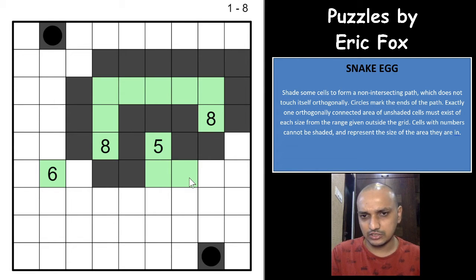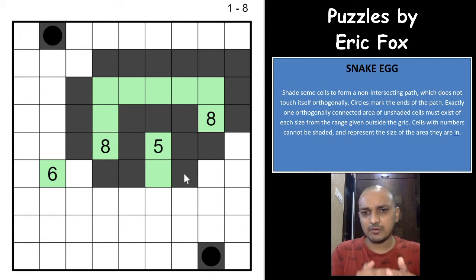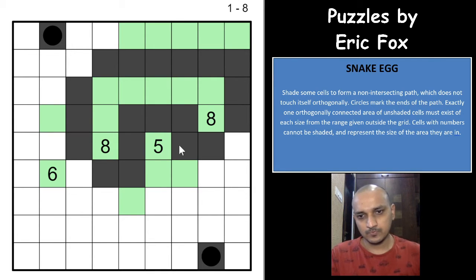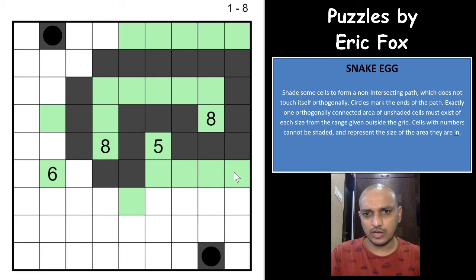This would have to be an unshaded cell because a snake cannot have a branch. Of course, there is only one snake and it will have to form a path. So this cannot be a branching here. This is also an unshaded cell. All of these would have to be, no, not this, I'm not sure of this, but this would have to be unshaded. All of these would have to be unshaded, right? Yeah, so this would have to come down, and which means all of these would have to be unshaded.